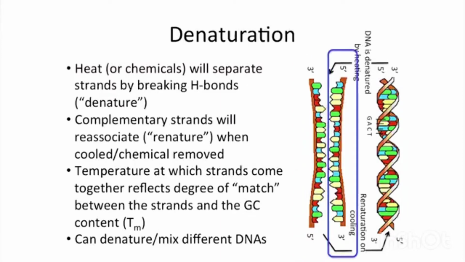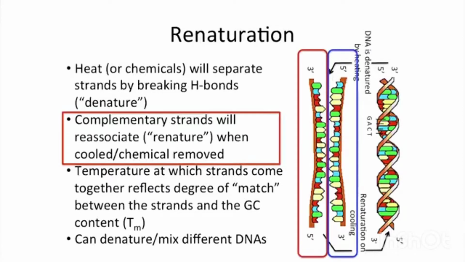Heat or chemicals can be used to interfere with the hydrogen bonds and separate the strands. But when you reverse the conditions, lower the temperature, remove the chemical, the two complementary strands will reassociate, and this process is called renaturation. And so you go back to the double strand native form.